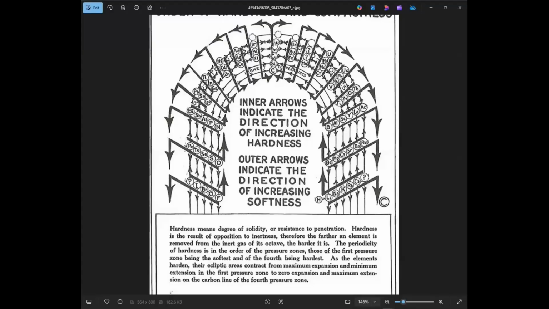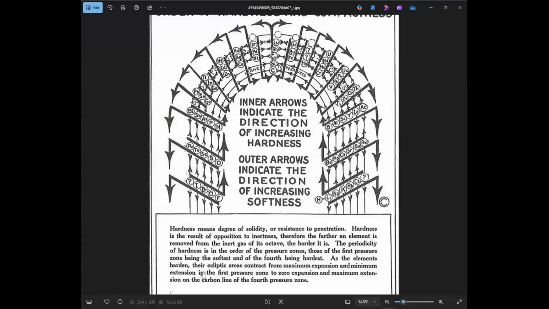These elements at the 4++ position are the hardest elements. They're the most solid, resist penetration the most, and are most dense and compact. The periodicity of hardness is in the order of the pressure zones. Those of the first pressure zone are the softest, pressure zone 1, with the potential positions of -1 and +1, and the pressure zone of the fourth is the hardest, the 4++.